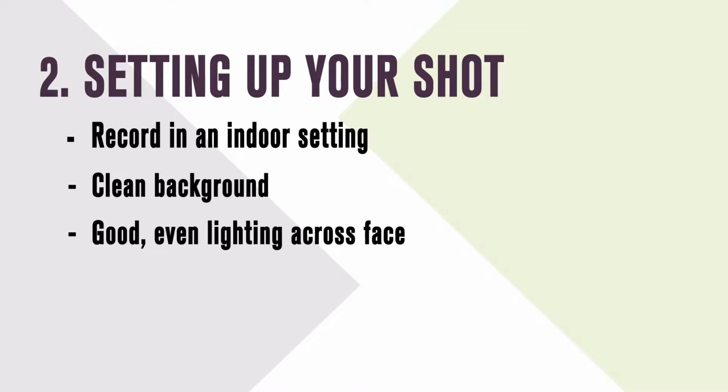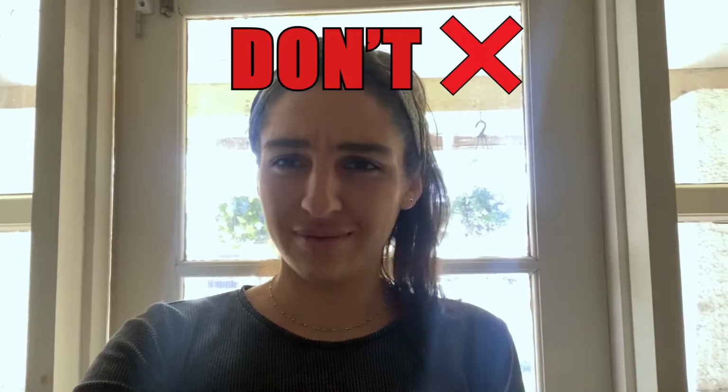Next, and very importantly, is lighting. We always want to make sure that your face is well lit and evenly lit as well. So if there's a window that you can shoot in front of or near, then that's great because natural light is always the best option. We definitely want to avoid having a window behind us when we're shooting.